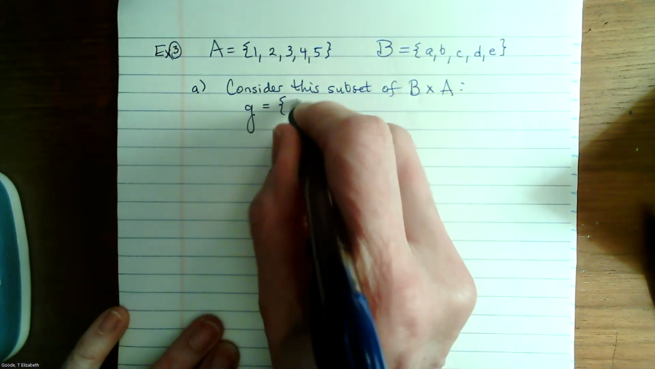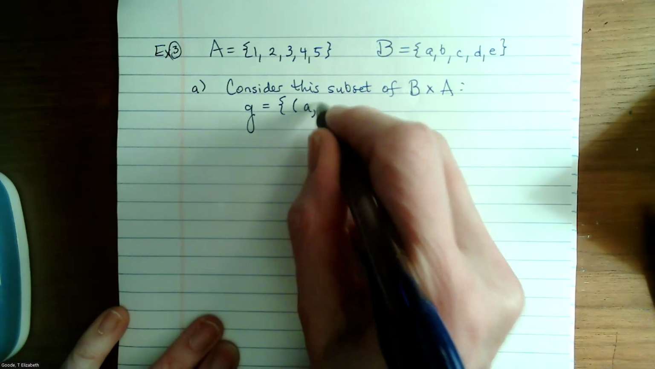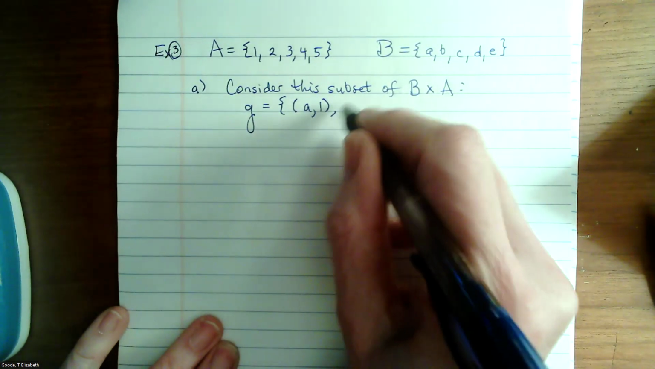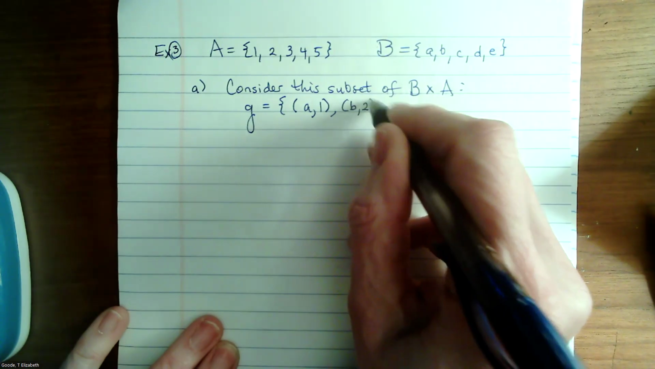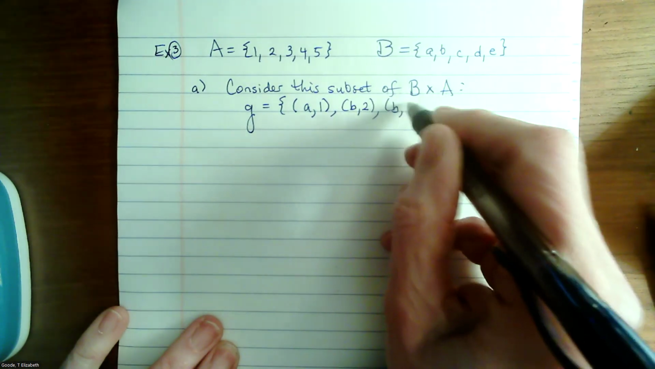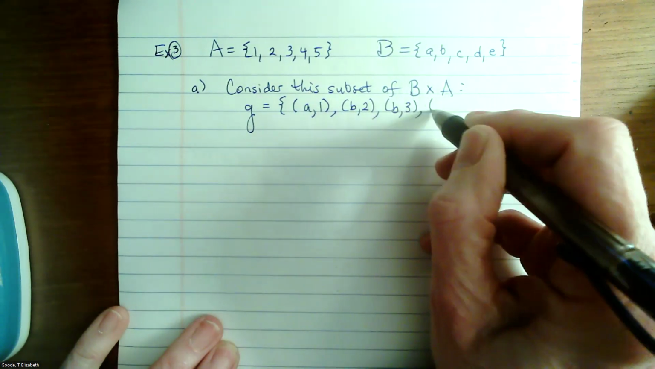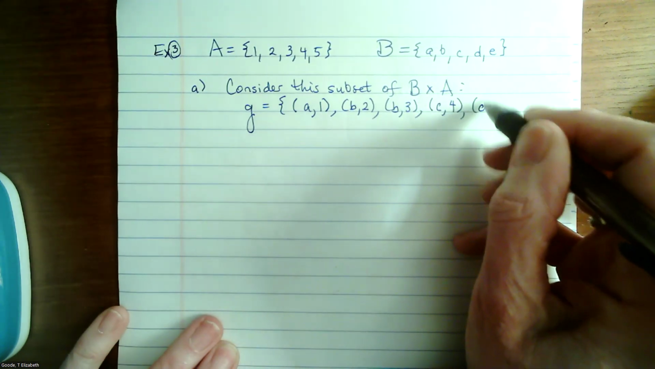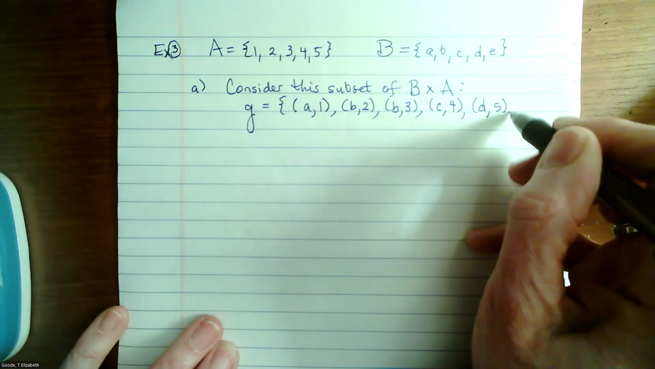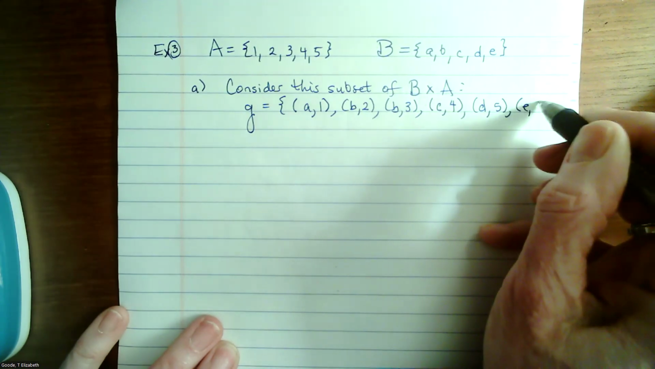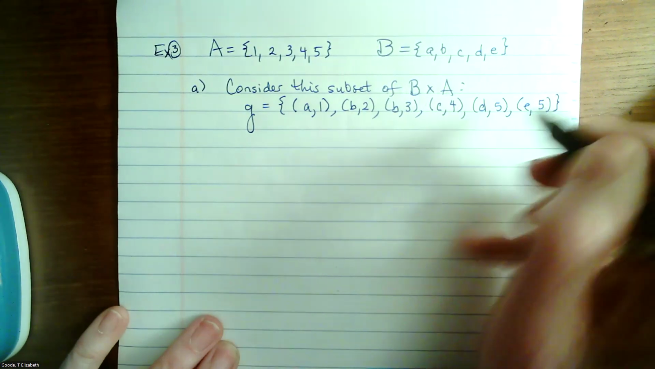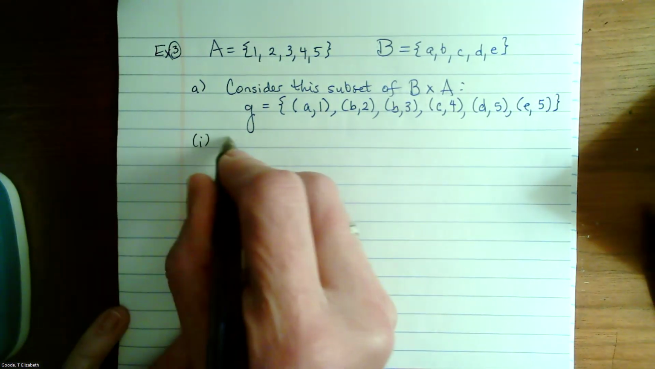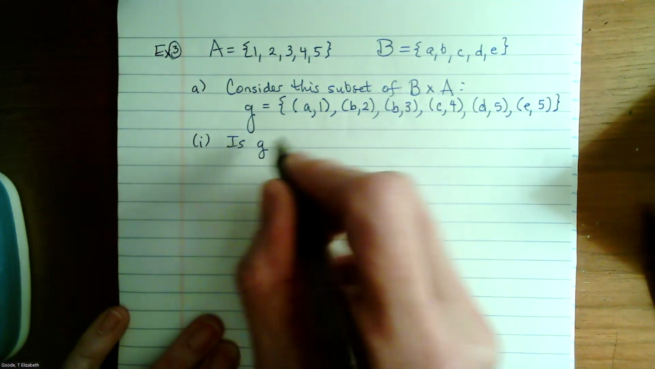It's the set of ordered pairs (a, 1), (b, 2), (b, 3), (c, 4), (d, 5), and (e, 5). Is G a function from B to A?